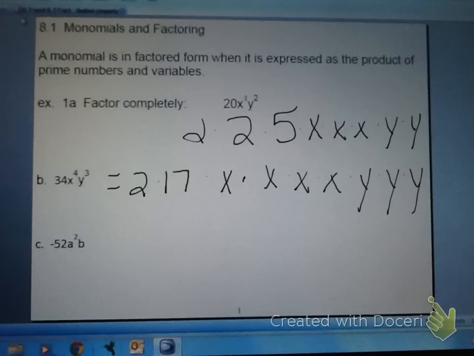Example C, negative 52, a to the second b. You have to bring the negative over and just put it with the first term. 52 is 4 times 26, and 4 would be broken down to 2 times 2. And 26 is 2 times 13.